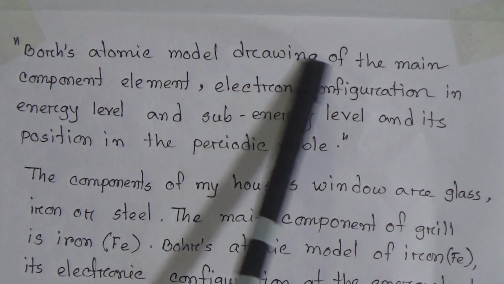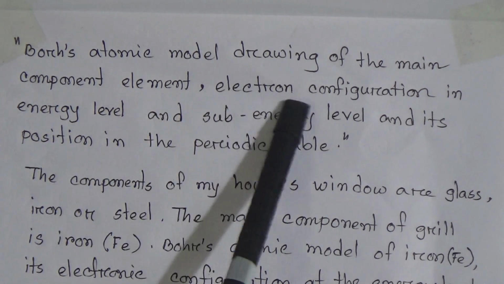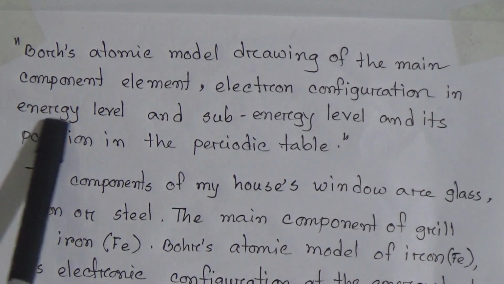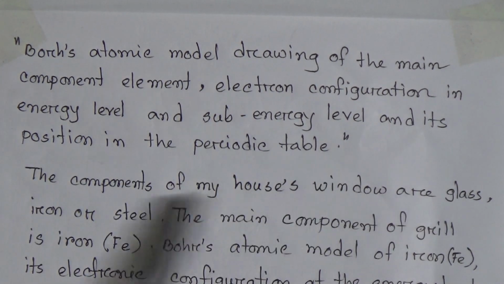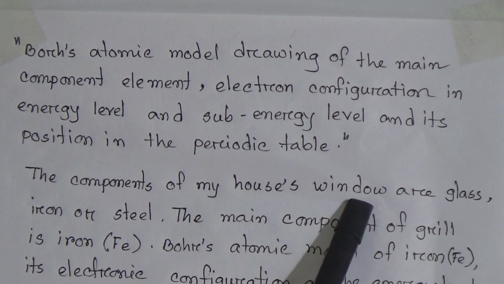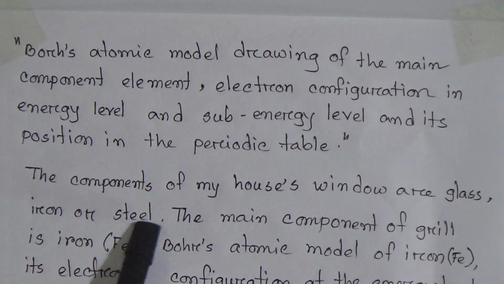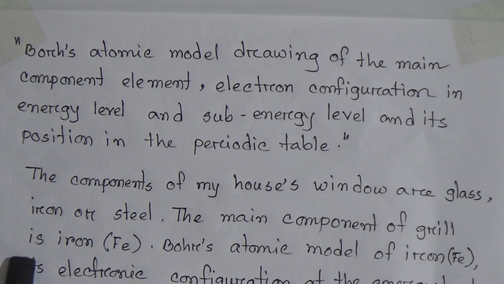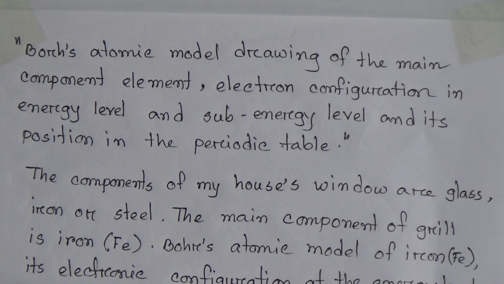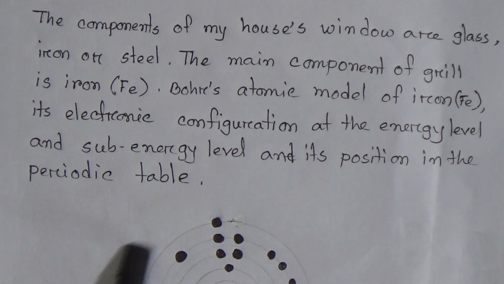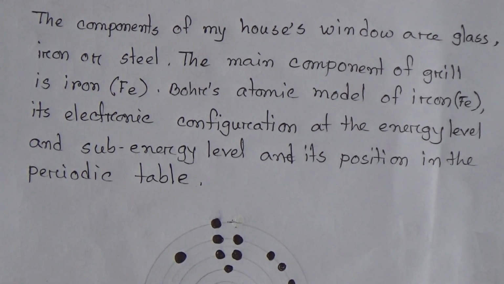Bohr's atomic model drawing of the main component element, electronic configuration in energy level and sub-energy level, and its position in the periodic table. The components of my house window are glass, iron or steel. The main component of the grill is iron, that is Fe. Bohr's atomic model of iron, its electronic configuration at the energy level and sub-energy level, and its position in the periodic table. This is the Bohr's atomic model of iron.